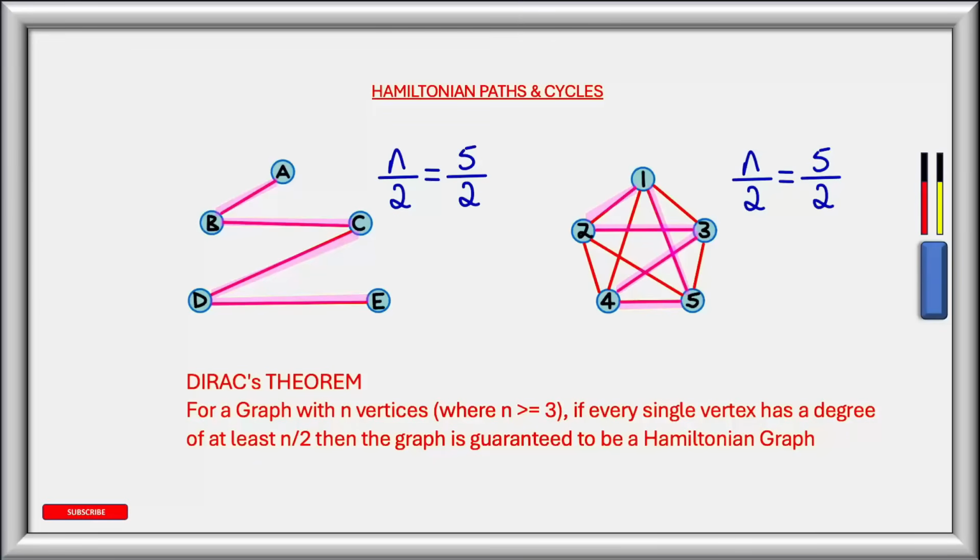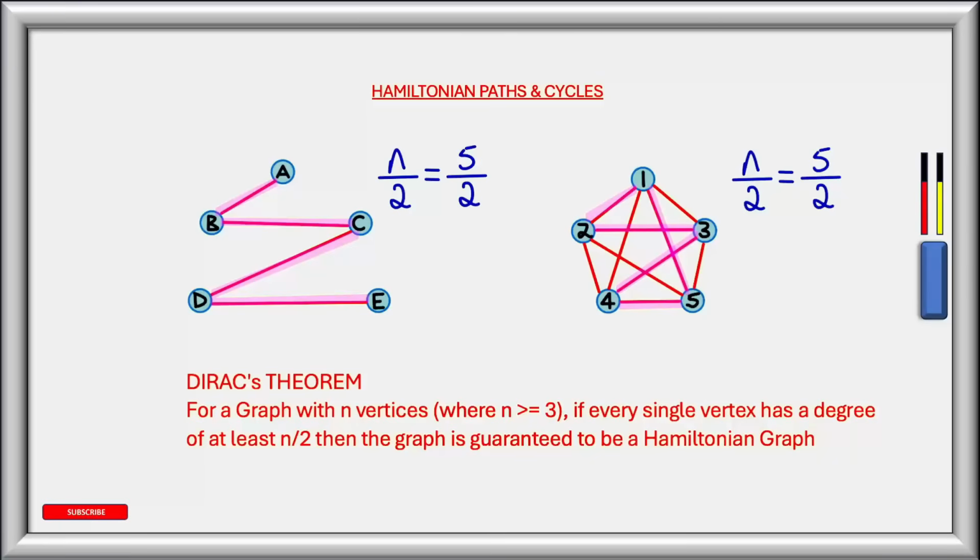And so for this to be guaranteed to be a Hamiltonian graph, every vertex has to have a degree of at least 3. So let's look at the vertices. And as you can see, every single vertex has a degree of 4. So this graph is guaranteed to be a Hamiltonian graph. And as we saw, it actually is.